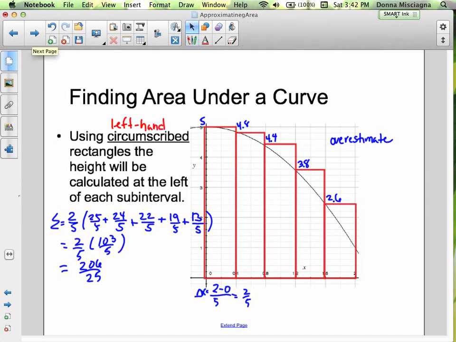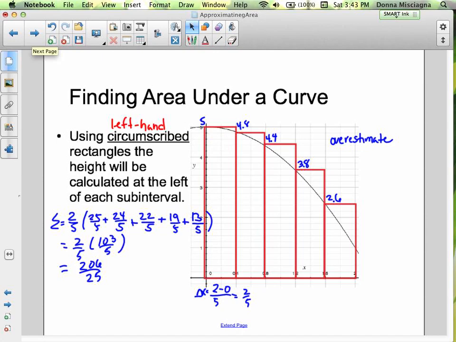All right, so on the left-hand side, we're starting at 0, and 0 looks to be 5. Same change in x, by the way. It's still 2 minus 0, end value minus starting value divided by number of rectangles. That didn't change. So we have 5 as the first value of the function, and then the next value, 4.8, appears to be where this rectangle hits the curve, on the left-hand side. The third rectangle hits at about 4.4, the fourth at 3.8, and the last one at 2.6.